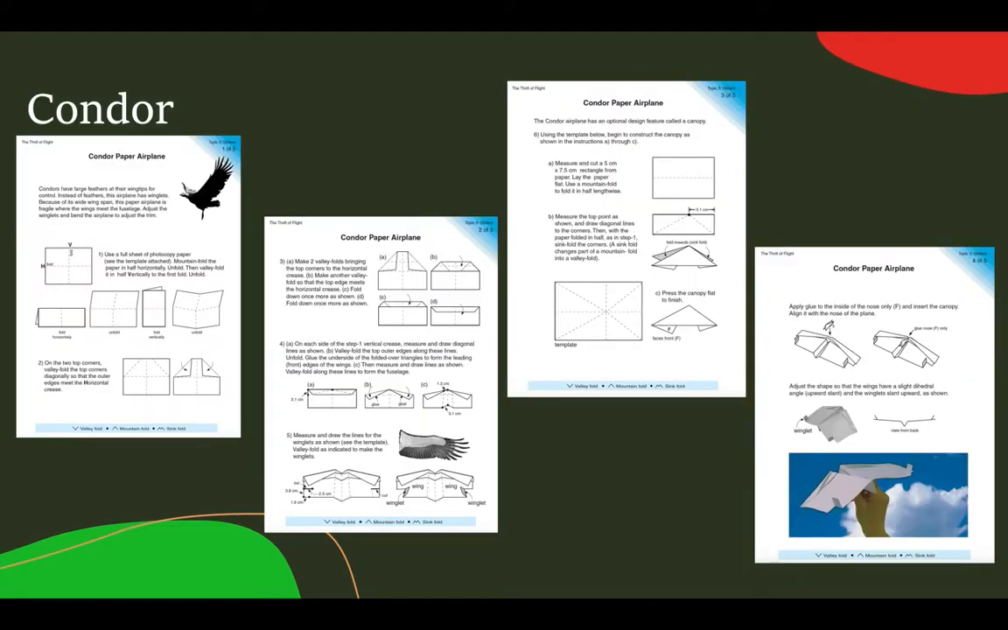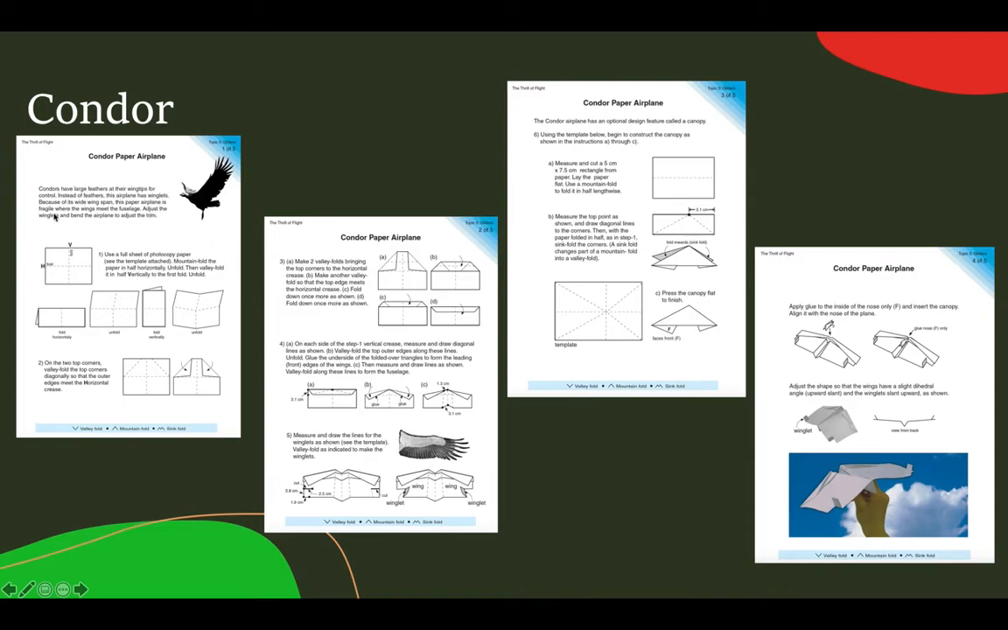The next one is called the condor. The condor is named after a bird. Yeah, this is the bird, a condor. Condors have large feathers at their wingtips for control. Doesn't that look interesting? That's kind of rare to see. Instead of feathers, this airplane has winglets. Because of the wide wingspan, this airplane is fragile where the wings meet the fuselage. Because it's so large, there's a lot of force being put on this small connection point.